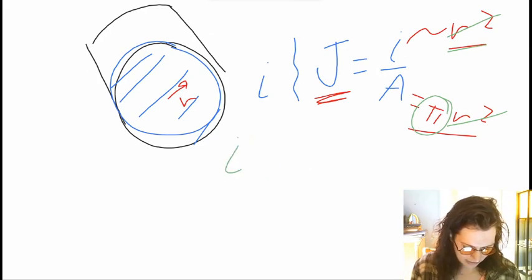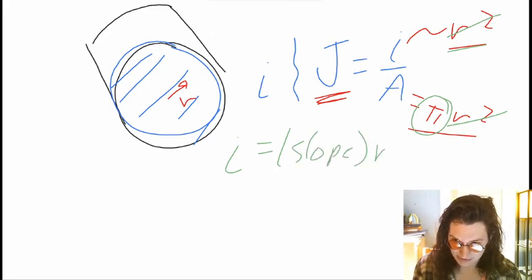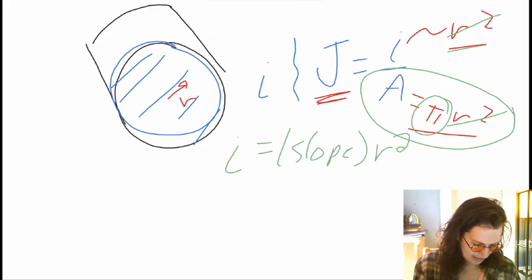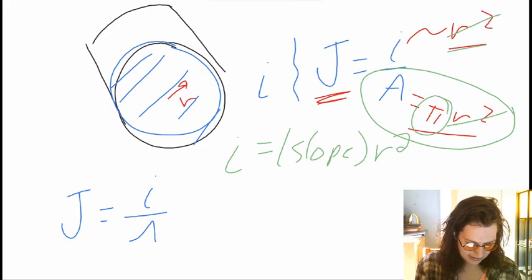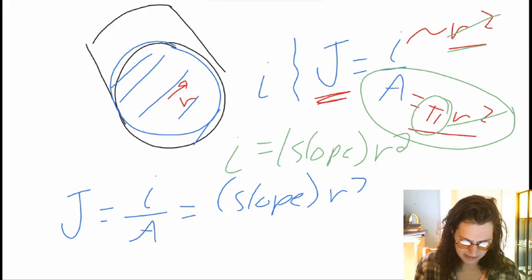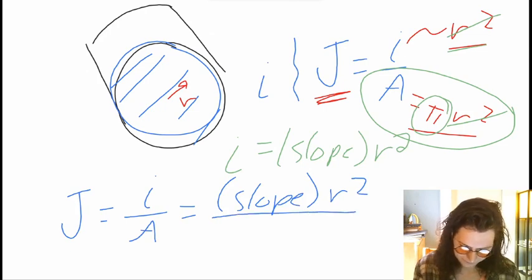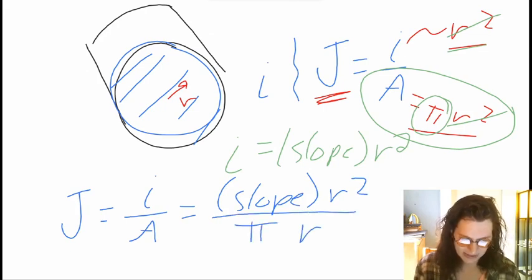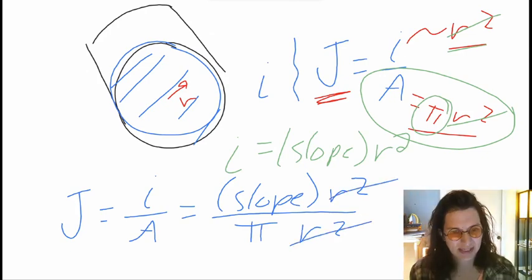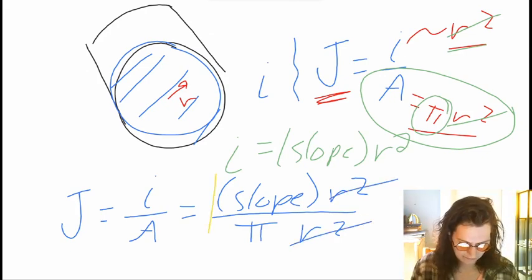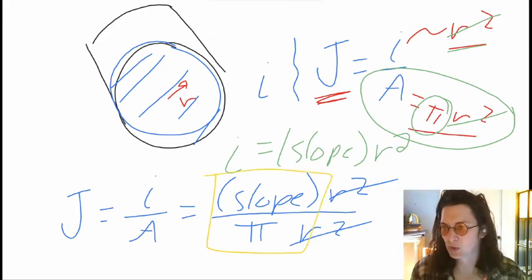We can write a function for the current with the slope of the graph times R squared. And then we know that the area is pi R squared. So putting all of that together, our current density, which is the current over the area, is going to be equal to the slope times R squared over pi times R squared. And then as promised, our R squareds cancel, and your value for the current density is just that slope over pi.